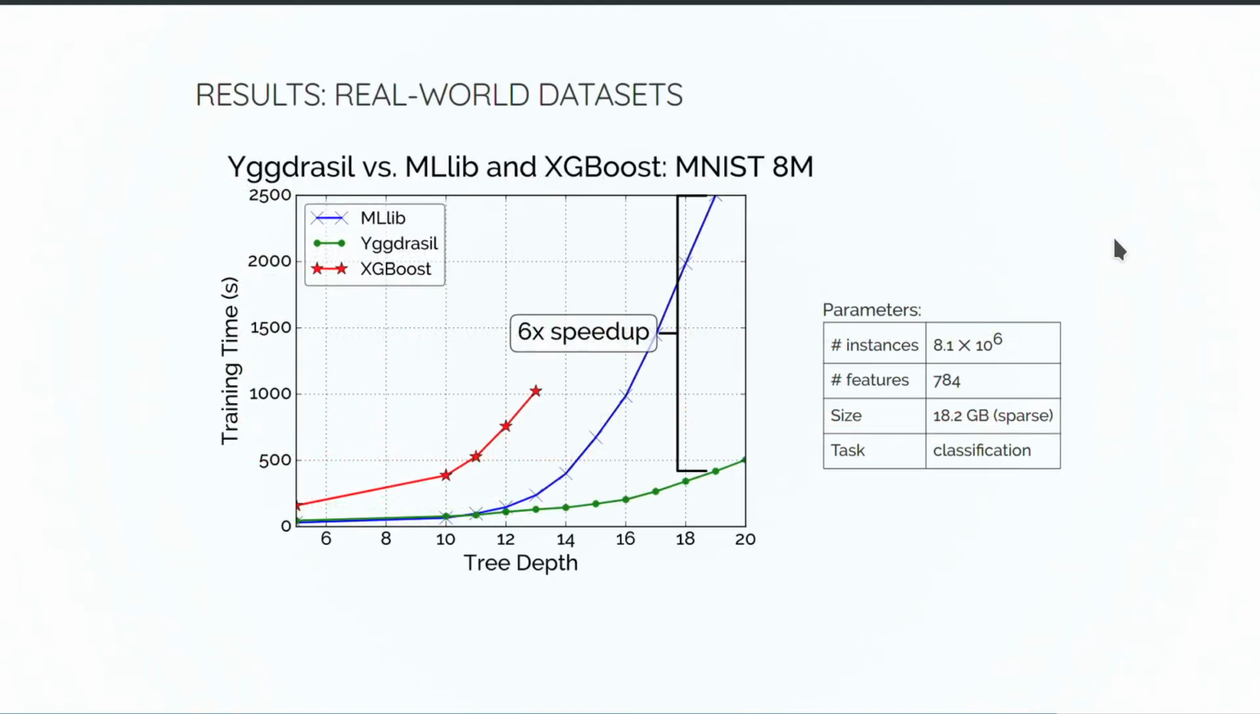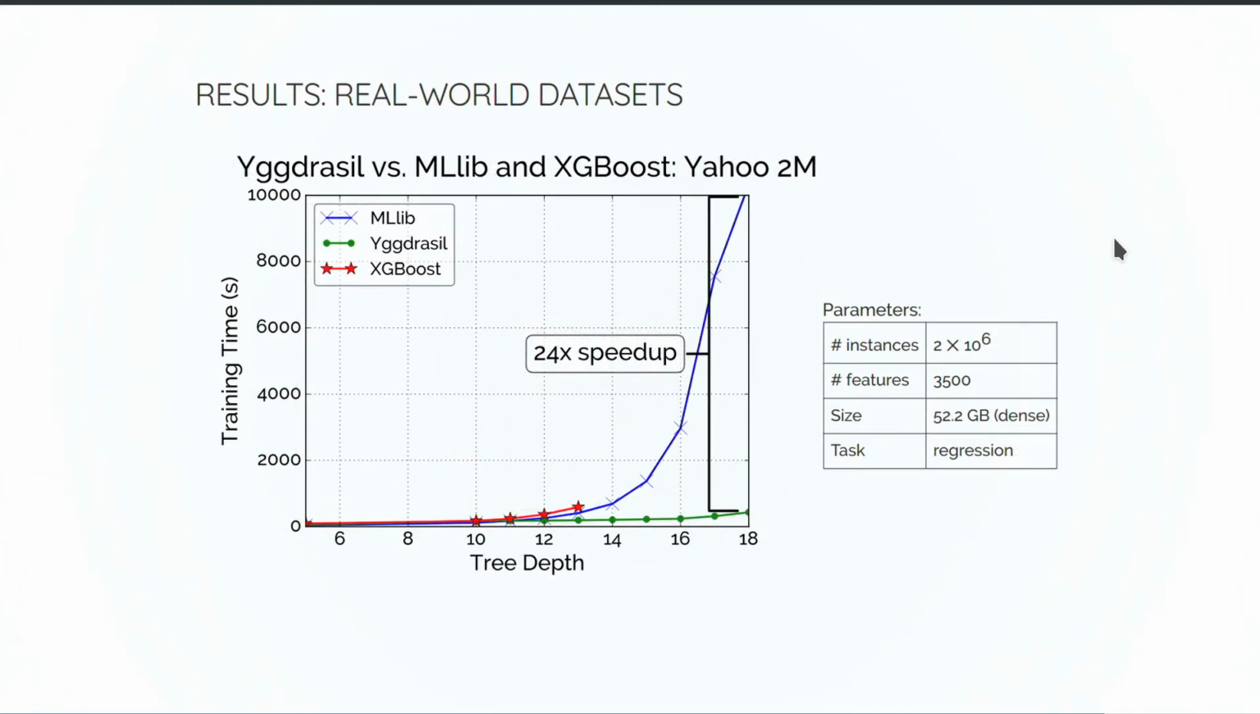So let's get into the results. How does this actually perform in the real world? We benchmarked on the very popular MNIST 8 million, and compared to MLlib, when you're training a tree depth of 18 layers, Yggdrasil performs 6 times better than MLlib. We also tried XGBoost, but it was timing out on our Spark cluster after around 13 layers deep. We don't think XGBoost was meant for deep trees, actually, so that's reasonable.